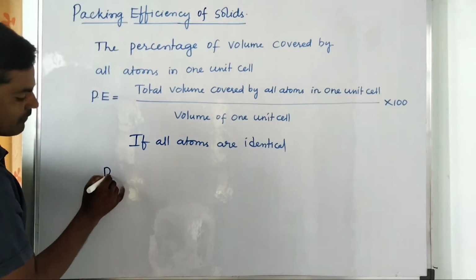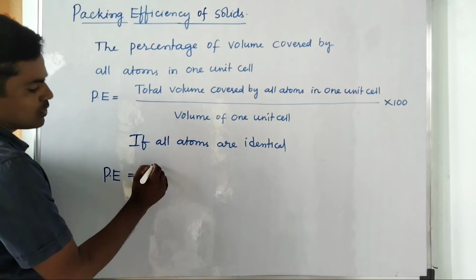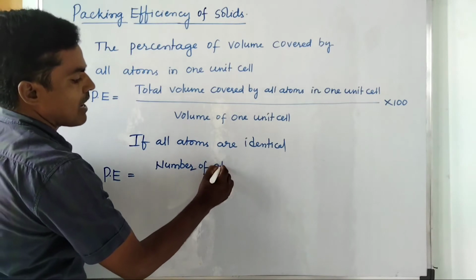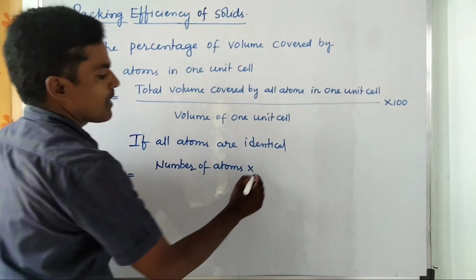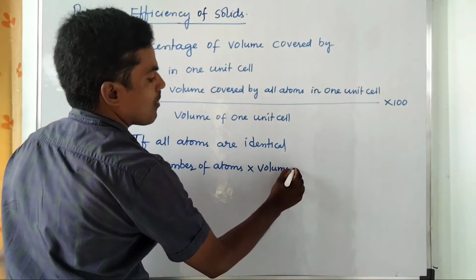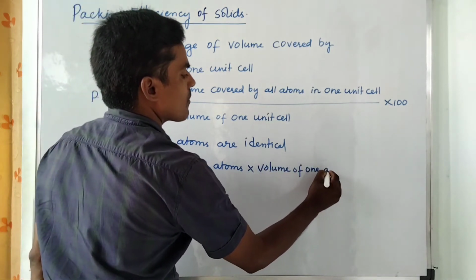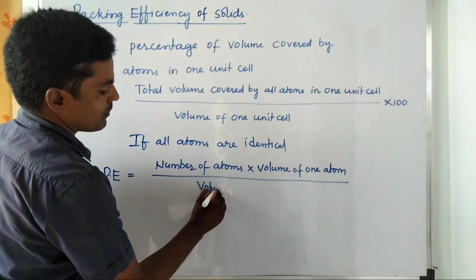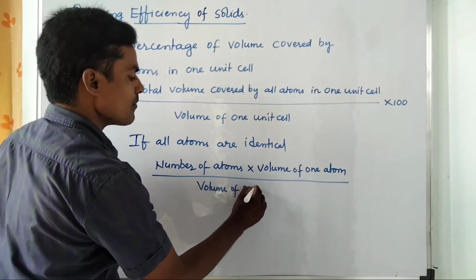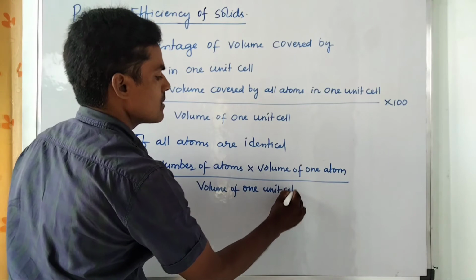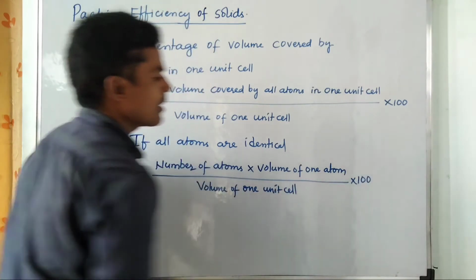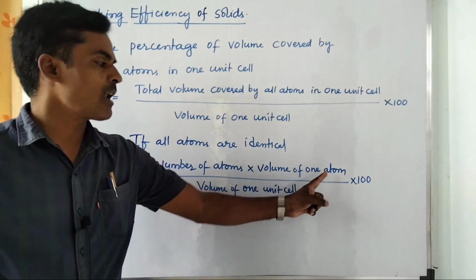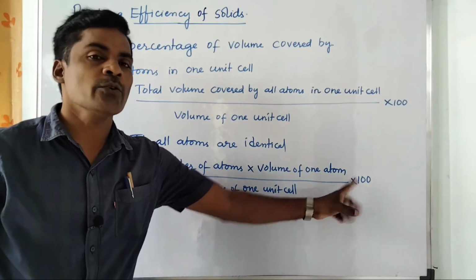Okay, so packing efficiency can also be written as, so number of atoms. What are the number of atoms? Number of atoms is multiplied by volume of one atom upon volume of one unit cell into 100. Okay, now if all atoms are identical, then the number of atoms into volume of one atom upon volume of one unit cell into 100.